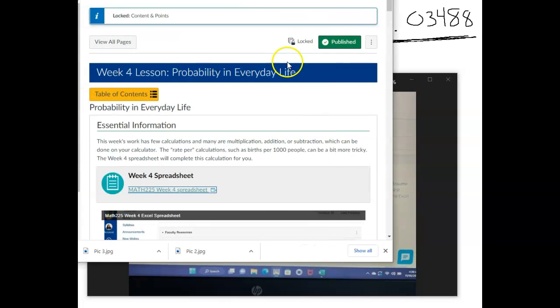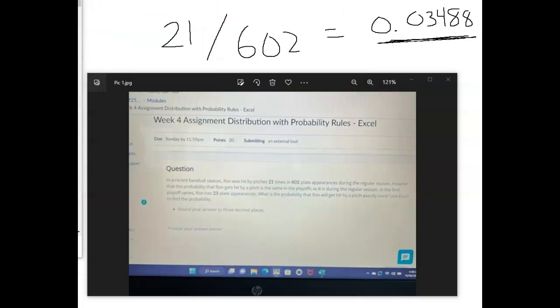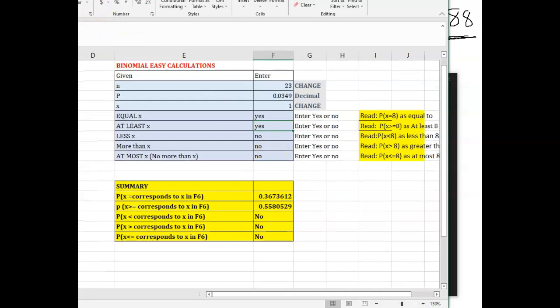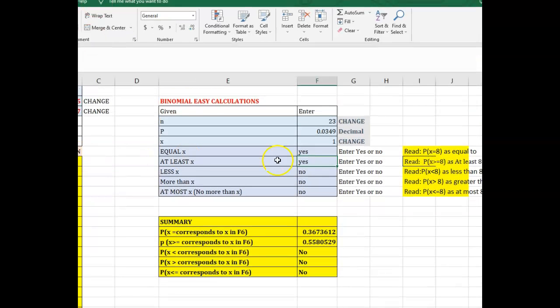You definitely want to be using the spreadsheets for these. So the week 4 spreadsheet is what I'm going to pull up. It's all about binomial here. Let me zoom in a little bit. Binomial, easy calculations over here.